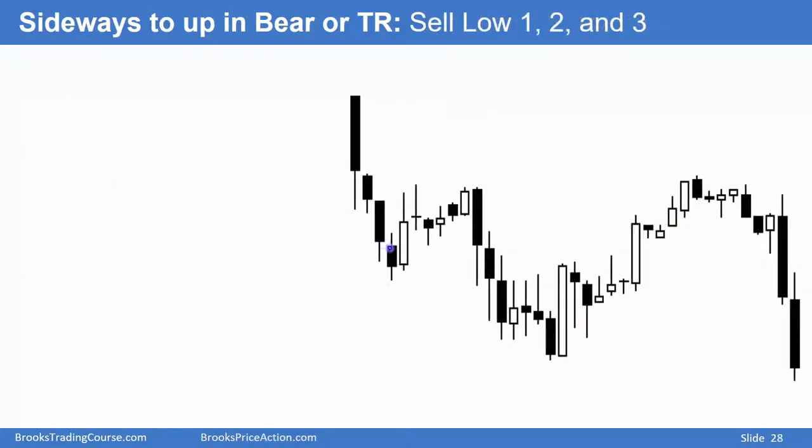Now we got a bear trend, and we have a low 1 sell. That ends the first leg in the pullback. It may be the end of the entire pullback, but sometimes the pullback will continue, and you get a second leg. And I count the number of times that the bear trend resumes. So it resumed here, so a low 1, and then when this goes below that, it's a low 2 sell signal.